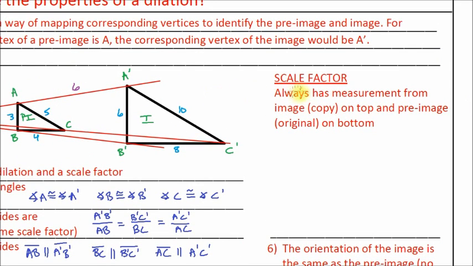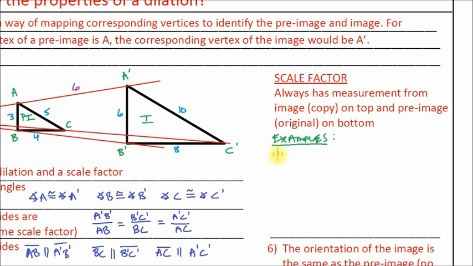Okay, scale factor always has measurement from the image, or the copy, on top and the pre-image, or the original, on bottom. So scale factor always has a measurement from the image, the copy, on top of your scale factor ratio, and the pre-image or the original measurement is always on bottom. So here's some examples of that. Let's write some examples. I'm going to do this in green. Now you can find scale factor all over this dilation, but here's some examples of that.